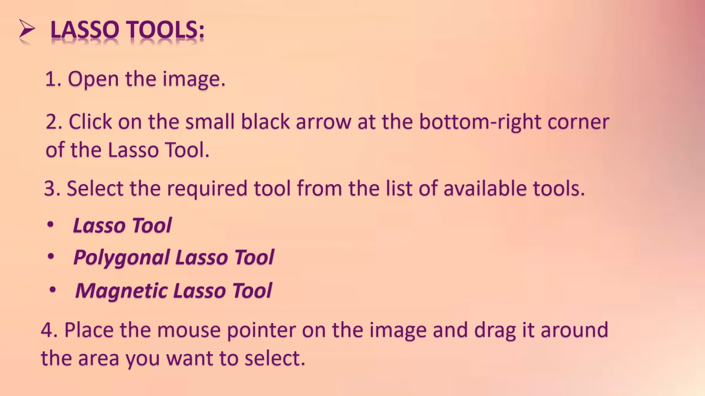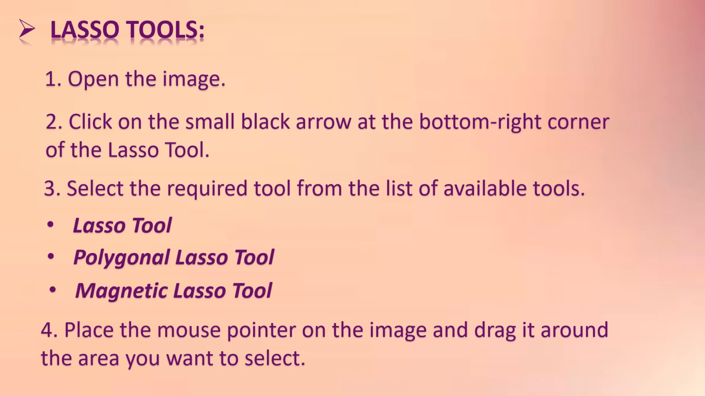Lasso tool, it is basically used to make a freeform selection in the desired shape. Polygonal Lasso tool. It is basically used to select polygonal areas by clicking at different points. To close the selection border, position the mouse pointer over the starting point and then double click the mouse.